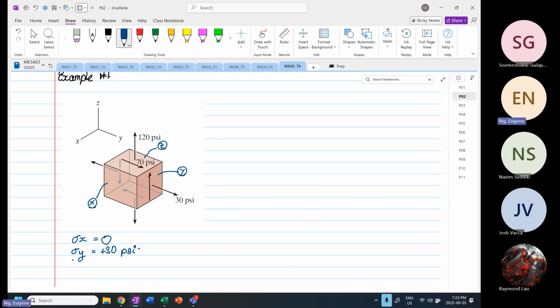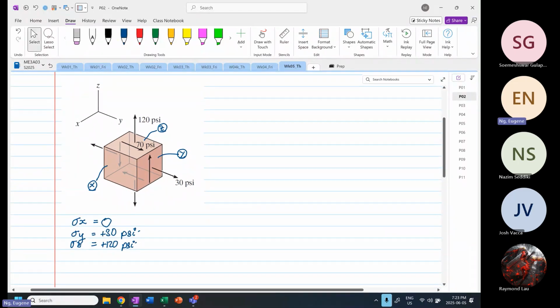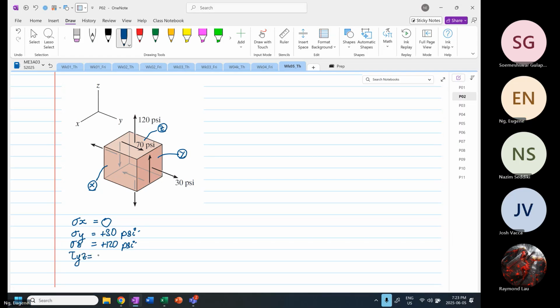and we are given stress z. This is equal to 120 psi. And we are also given that shear yz is equal to shear zy. And based on the orientation, it's going to be 70 psi. But whether the 70 psi in shear is positive or negative does not really matter. More important is the rotation of the element. Okay, that's the most important.